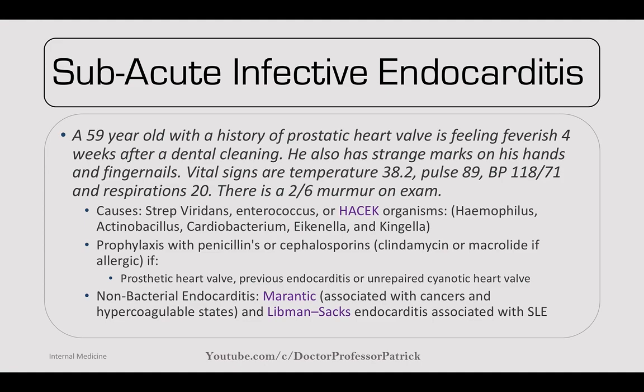So causes, think Strep viridans, Enterococcus or HACEK organisms, so Haemophilus, Actinobacillus, Cardiobacterium, Eikenella, and Kingella. So you can try prophylaxis with penicillins or cephalosporins, clindamycin or macrolides if they're allergic, only if they have a prosthetic heart valve, previous endocarditis, or an unrepaired cyanotic heart defect. And then you can also get nonbacterial endocarditis or marantic, which is associated with cancers and hypercoagulable states, and Libman-Sacks endocarditis, which is associated with SLE.